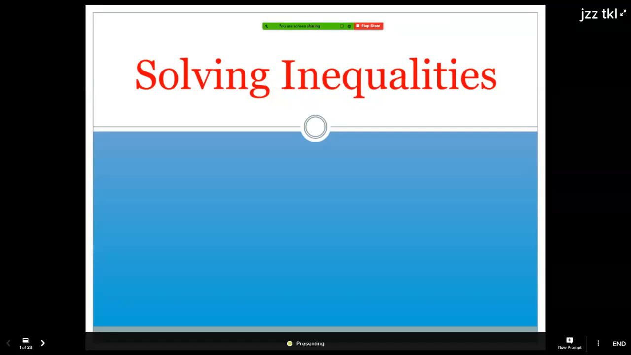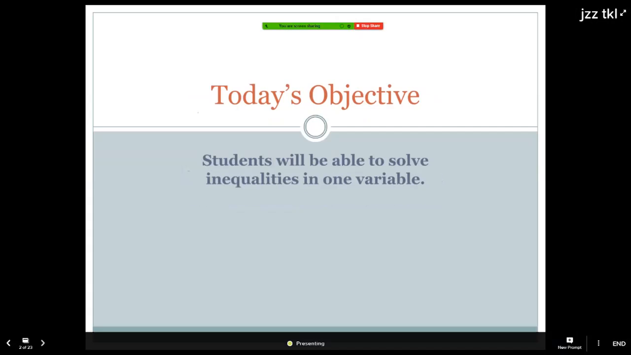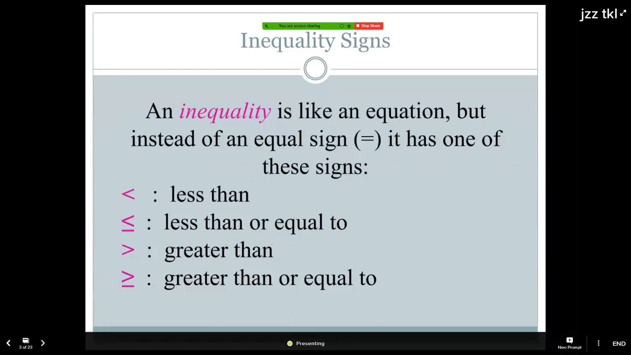Okay, so today is a continuation about solving inequalities. And our objective today is that you'll be able to solve inequalities in one variable. So as a refresher from last class, an inequality is like having an equation, but instead of an equal sign, it has one of these signs: less than or equal to, greater than or equal to.